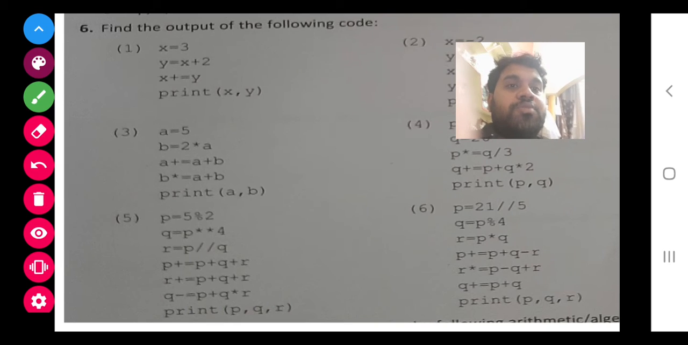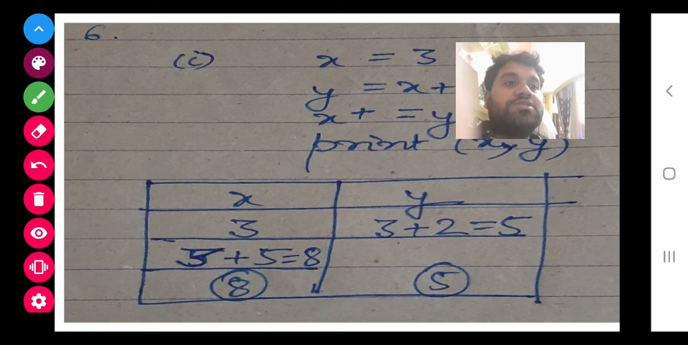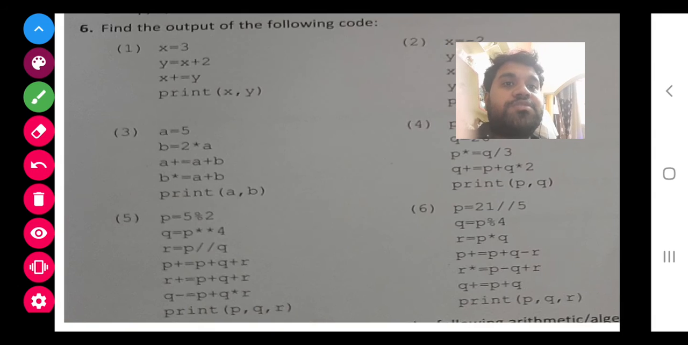Now these output questions we have done before the holidays also, but still I want to solve some questions for you. Later on, you practice this. So class, this one, that is the first part. x equals 3, y equals x plus 2, and x plus equals y, print x comma y.